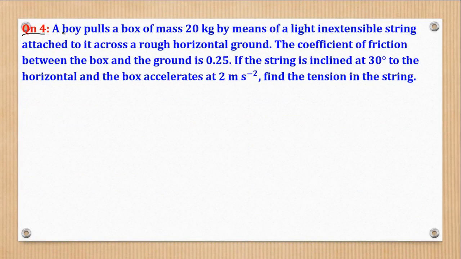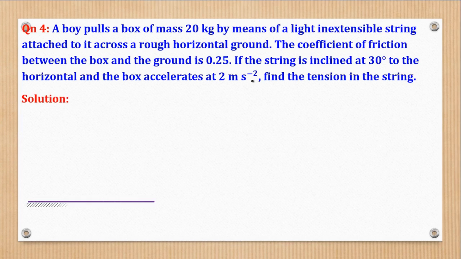Question 4 says a boy pulls a box of mass 20 kilograms by means of a light inextensible string attached to it across a rough horizontal ground. The coefficient of friction between the box and the ground is 0.25. If the string is inclined at 30 degrees to the horizontal and the box accelerates at 2 meters per second squared, find the tension in the string.